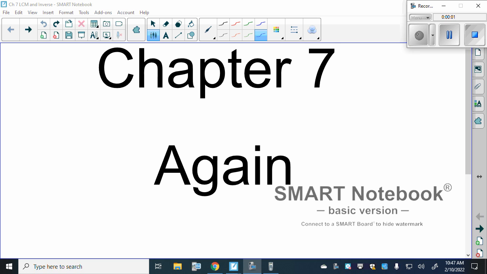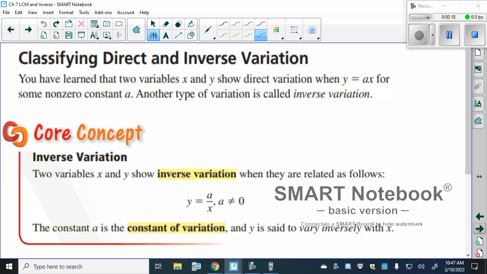So what I'm wanting to do is just go through this one more time. And most likely that means the test will not be next week, but the week after, just how the days are falling. Because today we're going to go over least common multiple and inverse, direct and inverse variation.